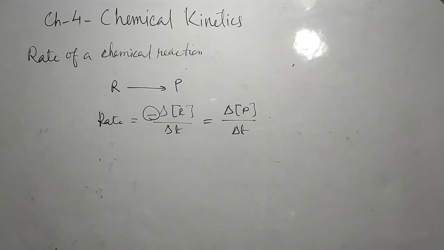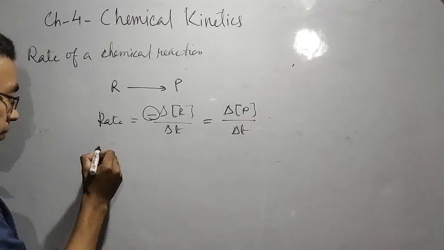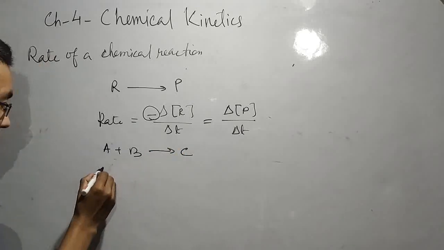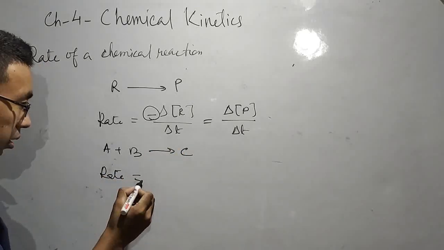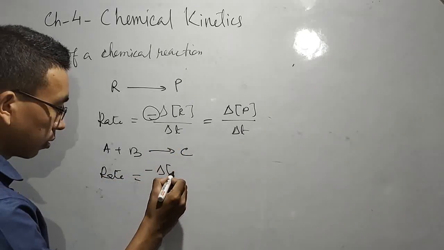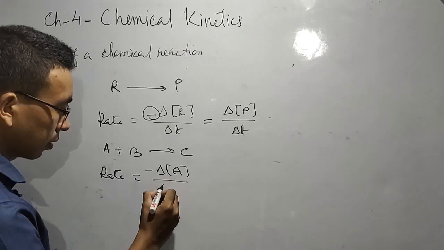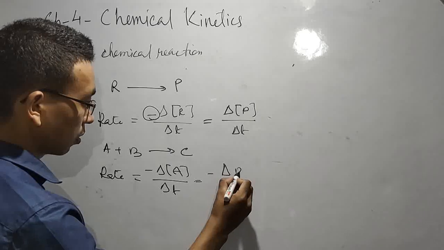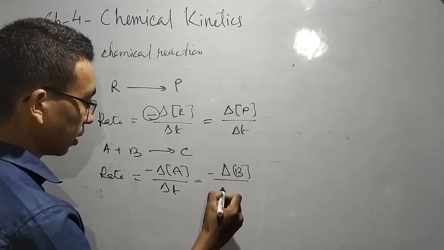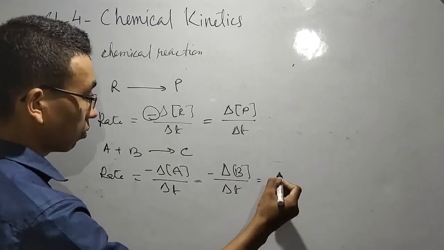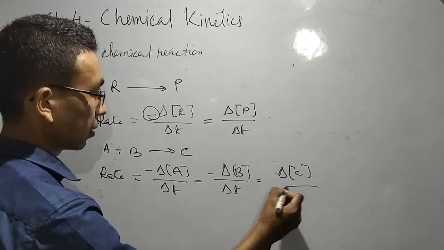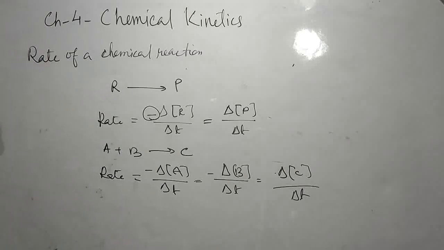Then let us try another example. Suppose A plus B gives C, then the rate can be with respect to A, or with respect to B, or with respect to C, that is the product. This is how we write.